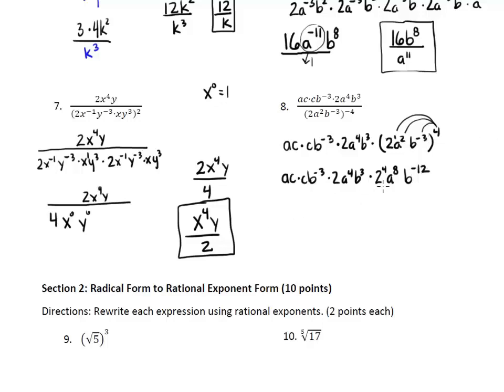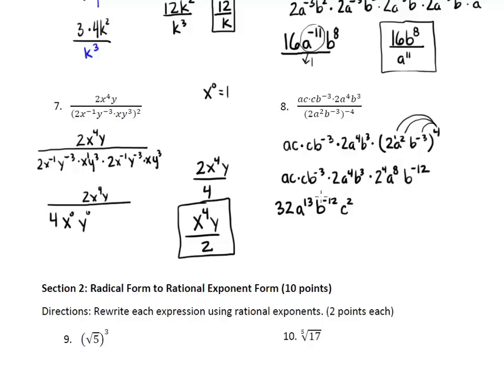Now let's clean things up. I have 2 to the 4th power, which is 2 times 2 times 2 times 2, which is 16, times 2 is 32. Let's look at all my A's. I got A to the 1st, A to the 4th, so that's going to be 8, that's 5 A's. 8 more makes 13, so A to the 13. Let's look at our B's. B to the negative 3, B to the positive 3, so those are going to cancel out. Negative 3 plus 3 is 0, and I have B to the negative 12, okay. And C, C times C, that's it, right? Just those two. So C times C is C squared.